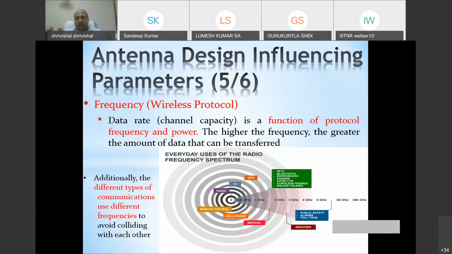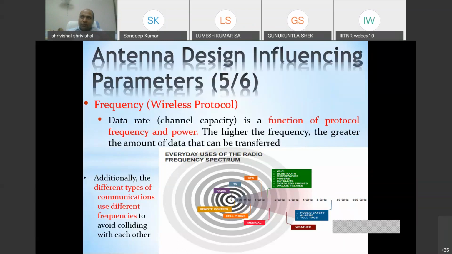The reason is, if we go to the higher frequency, one big advantage is that the antenna size is reduced, because lambda is proportional to 1 by frequency. So you can see the inverse proportion here. If I keep on increasing the frequency, the wavelength decreases, and the length of the antenna is proportional to the wavelength. So as the wavelength keeps decreasing, the antenna size will also keep decreasing.